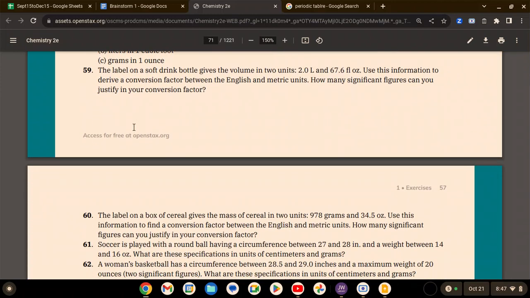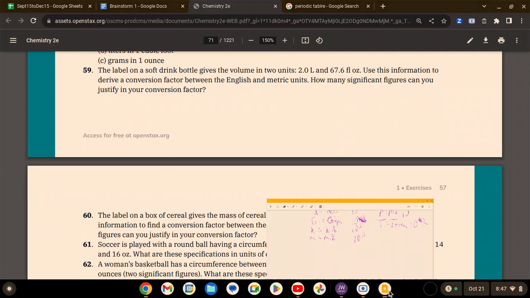559. The label on a soft drink gives the volume in 2 units, 2 liters and 67.6 fluid ounces. Use this information to derive a conversion factor between the English and metric units. How many significant figures can you justify in your conversion factor? So you can really do it 2 ways. I feel like having a number larger than 1. So I'm going to do it this way.